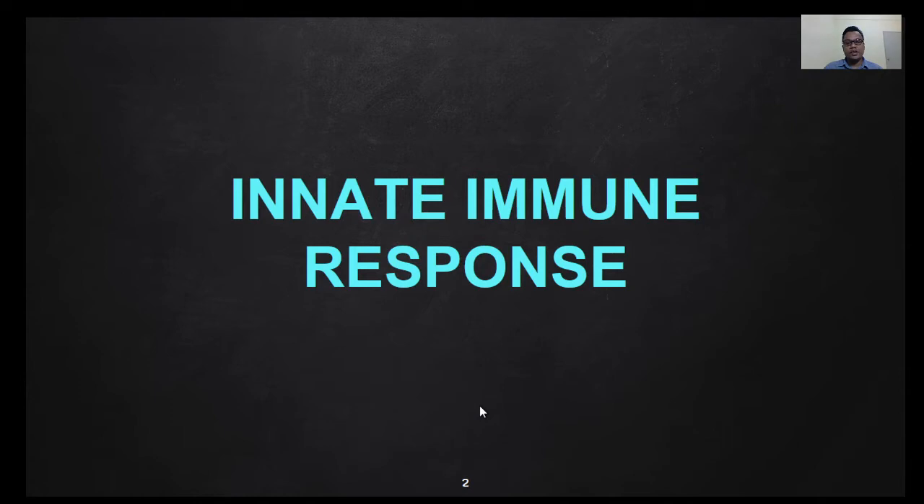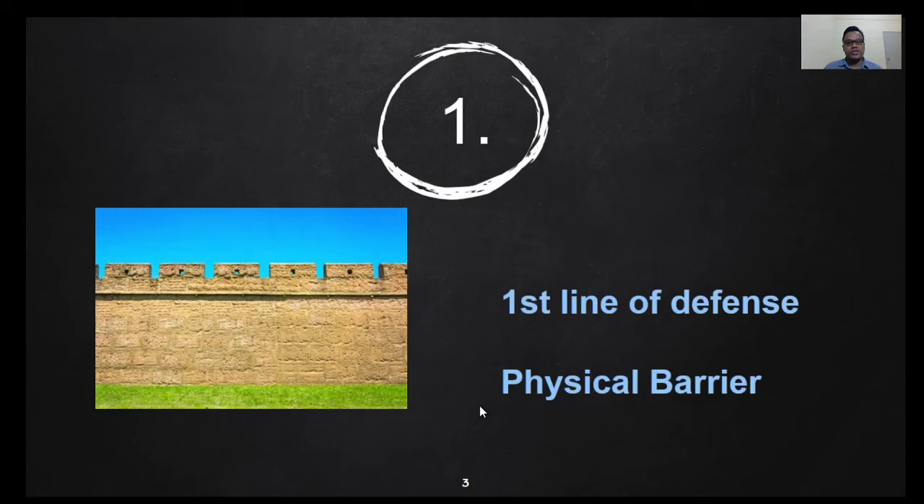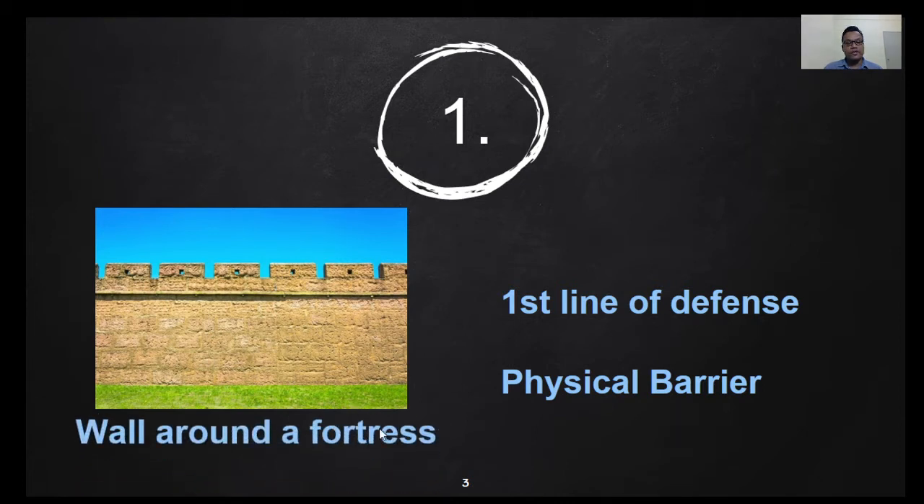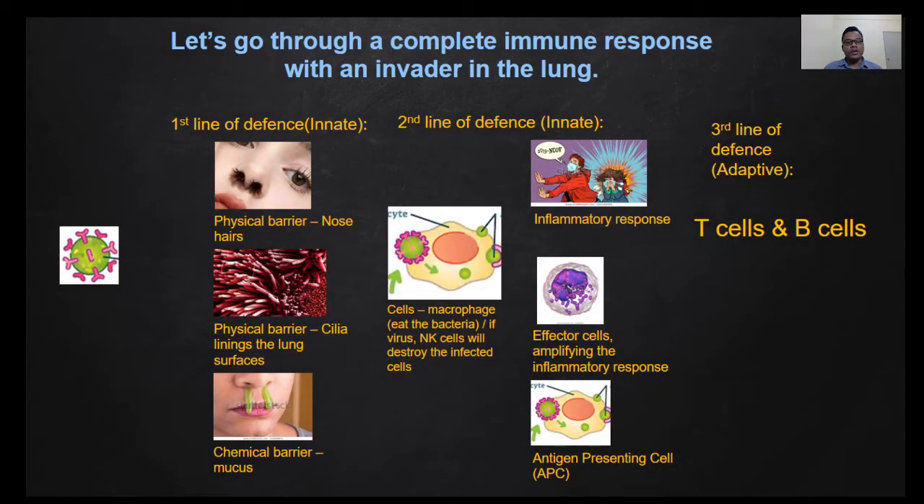So for this week, I'm going to cover the innate immune response. We start off with the first line of defense, the physical barrier. Physical barrier is like the wall around a fortress that protects our body from microbes and pathogens. We already went through the brief description of the first line of defense and also of the second line of defense.